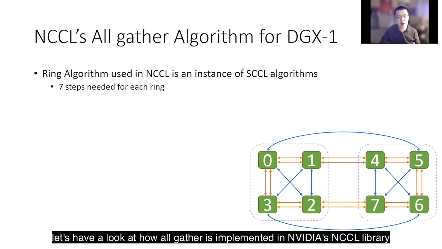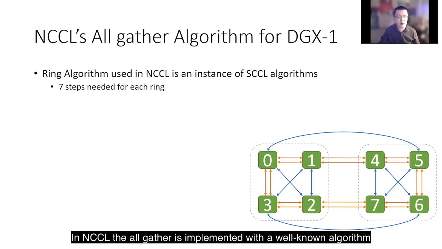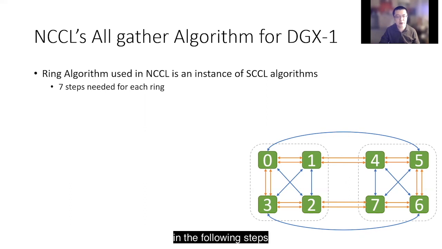Let's have a look at how Allgather is implemented in NVIDIA's NCCL library. In Allgather, each node sends its own data to all the other nodes in the system. In NCCL, the Allgather is implemented with a well-known algorithm called the ring algorithm. Basically, in the ring algorithm, each node sends its data to the next node in the ring at the same time. In the following steps, each node stores the received data and sends it to the next node in the ring.